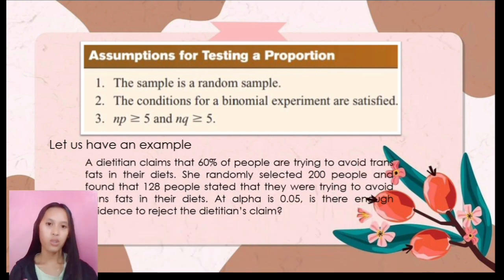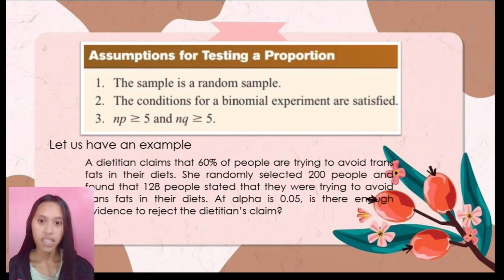So for us to understand more, we have an example. A dietitian claimed that 60% of people are trying to avoid trans fats in their diets. She randomly selected 200 people and found that 128 people stated that they were trying to avoid trans fats in their diets. At alpha equal to 0.05, is there enough evidence to reject the dietitian's claim?